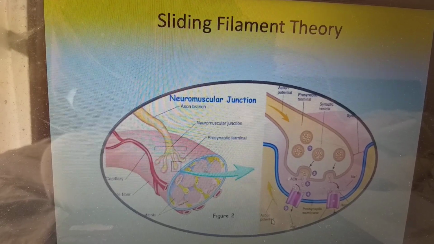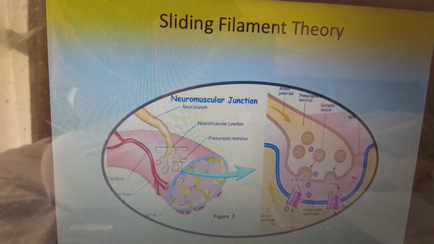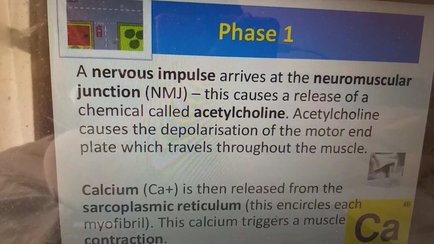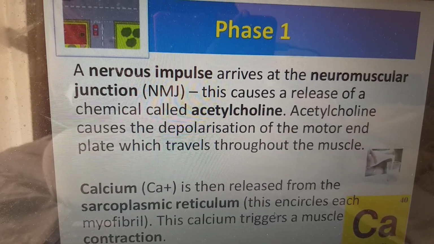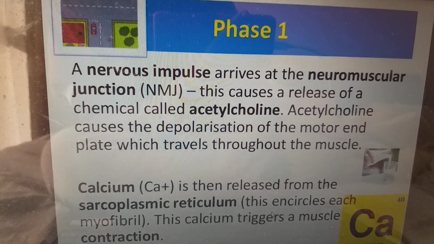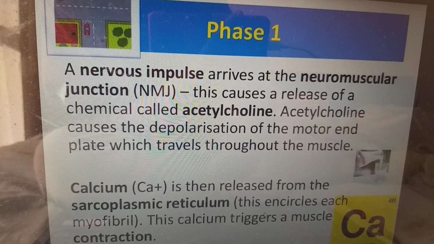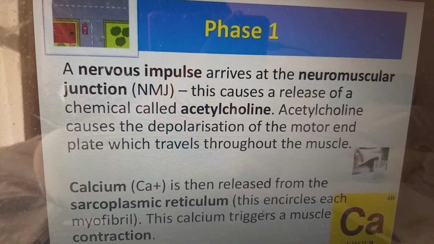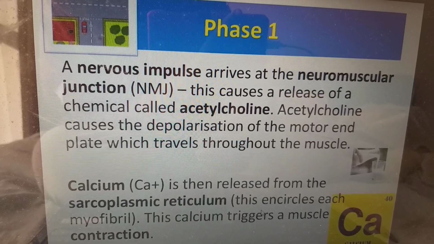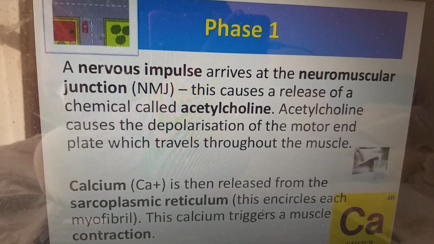Let's go into the topic of the sliding filament theory. We have divided the whole sliding filament theory into 5 phases. Coming to phase 1, what happens is a nervous impulse arrives at the neuromuscular junction. This causes the release of a chemical called acetylcholine.